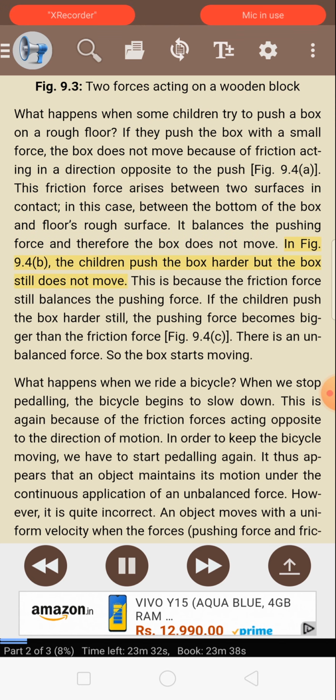In Figure 9.4 B, the children push the box harder but the box still does not move. This is because the friction force still balances the pushing force. If the children push the box harder still, the pushing force becomes bigger than the friction force, Figure 9.4 C. There is an unbalanced force. So the box starts moving.